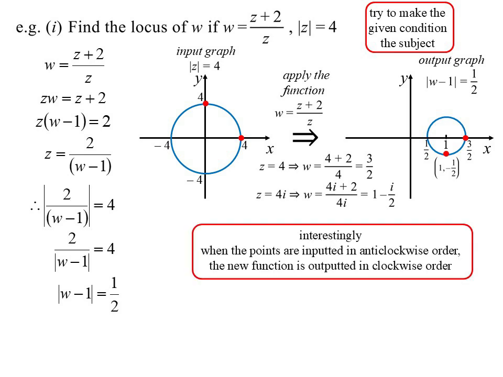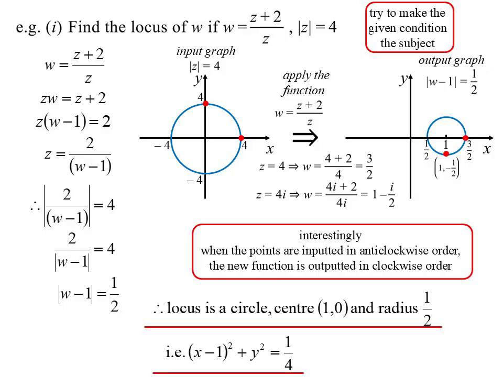Interestingly though, if we were to input points in an anti-clockwise order, the output actually ends up being plotted in a clockwise order. That just doesn't happen for all functions, but it's an interesting one for this one. It doesn't necessarily get plotted in the same rotation. It could be going the other way around. My locus turns out to be a circle, centre (1, 0), radius a half. In other words, there's the equation: (x minus 1) squared plus y squared is equal to a quarter.